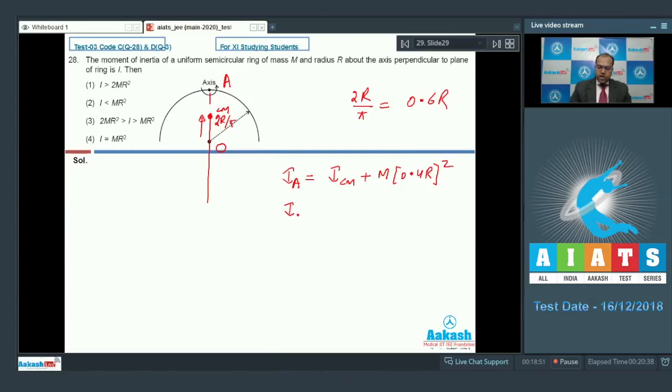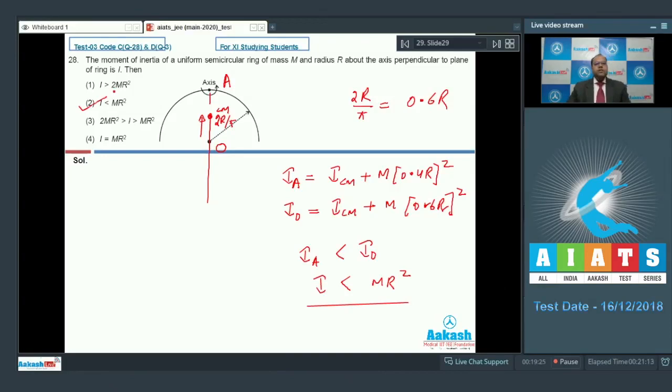Similarly, if I write the moment of inertia about point O and perpendicular to the plane of the semicircular ring, then it can be written as I_CM plus m into 0.6 r whole square. So I can say that I_A is less than I_O. It is given in the question that the value of I_O is mr square and the value of I_A is I. So I is less than mr square. So option 2 is the correct answer. So the correct answer for question number 28 is option 2.